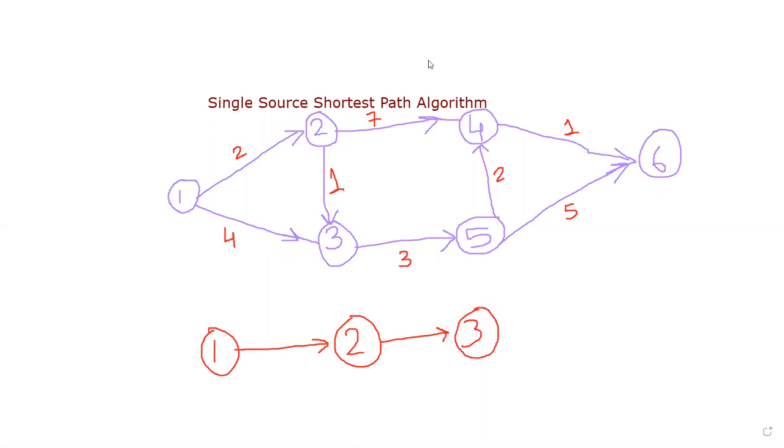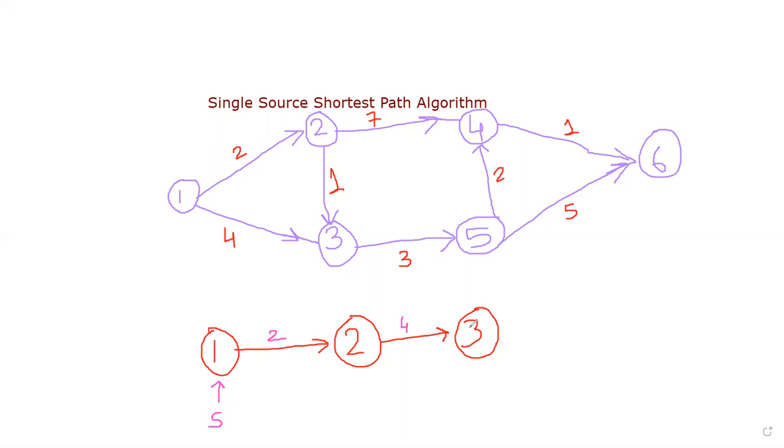Okay, and the weight assigned to each edge is this one. For 1 to 2 it is 2, 2 to 3 it is 4. Okay, suppose I am taking the source vertex as 1. This is our source vertex. Now what do I have to do? I have to find the shortest path from 1 to 2 as well as from 1 to 3.